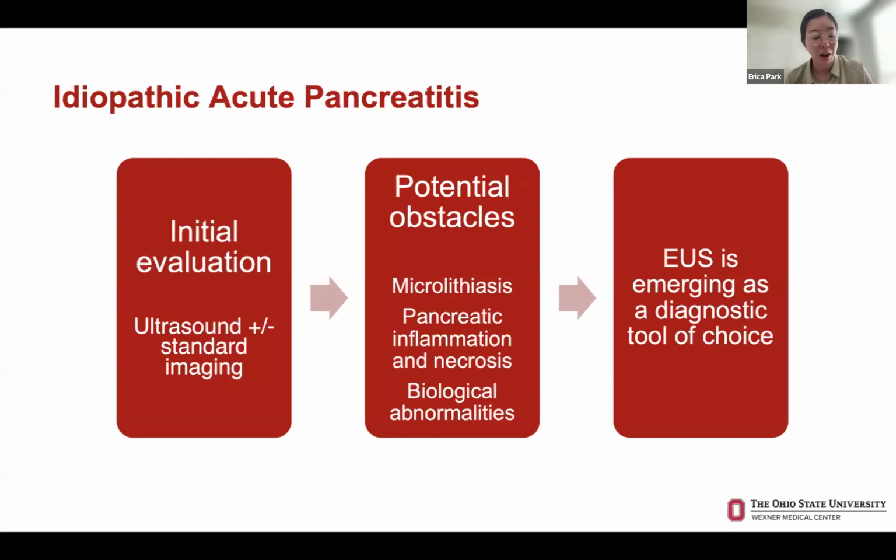Potential obstacles to identifying the etiology of acute pancreatitis include microlithiasis, which might not be well detected on standard imaging. Ongoing pancreatic inflammation and necrosis can prevent adequate visualization of the pancreas on standard imaging, and biological abnormalities during the initial days of acute pancreatitis may make it difficult to identify the etiology. Various diagnostic studies are available at this time to investigate the etiology of acute pancreatitis, and of these, EUS is emerging as a diagnostic tool of choice.